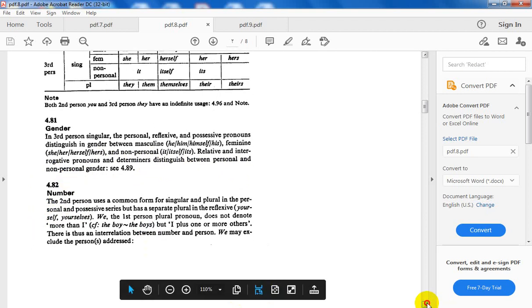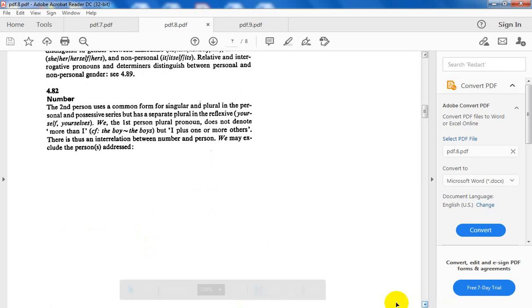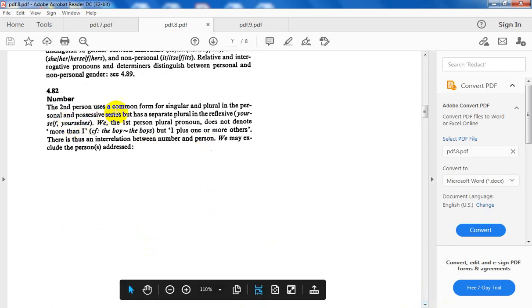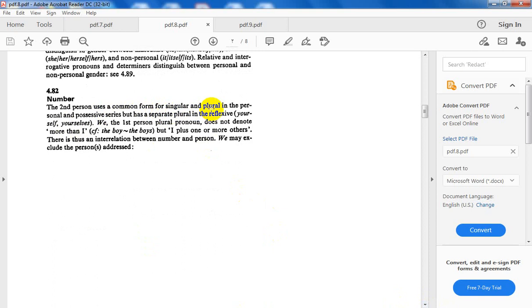Number again. The second person uses here you, a common form for singular and plural. And if I want, for example, to address one student, I say what? You. If I want to address 2 students, I say what? You. If I want to address 10 students, I say what? You. You see? So you, it is for second person المخاطب, for one or more than one.